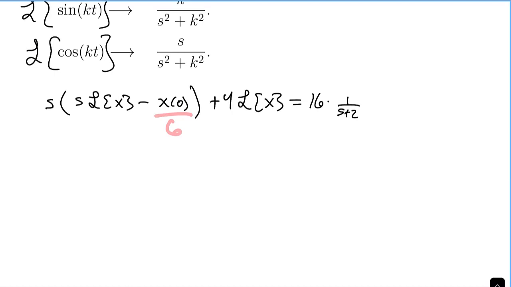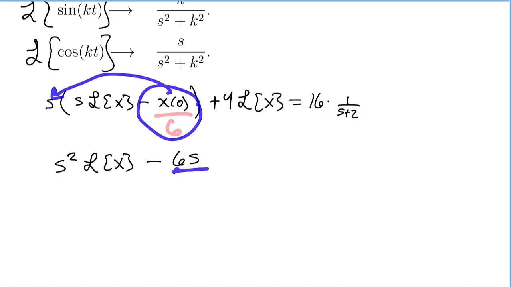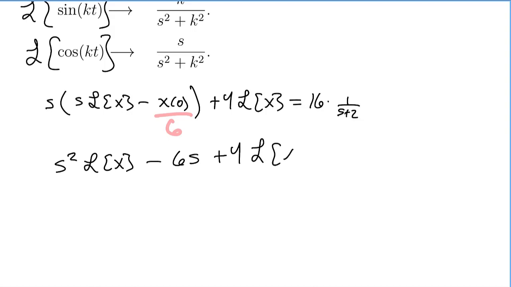So this gives us s squared L of x minus 6s. Very easy to make a mistake here with this 6 times s. You want to get the 6s. It's probably the most common mistake on a problem like this.